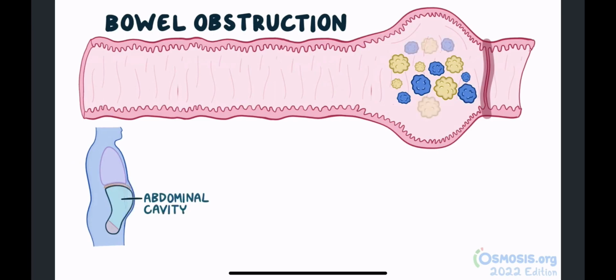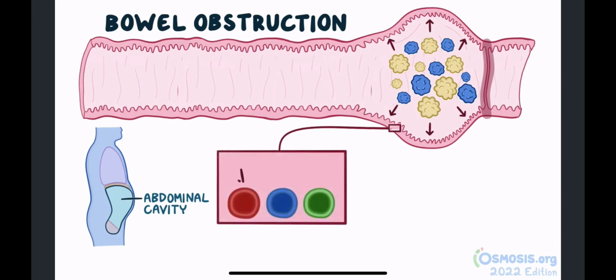Over time, all this gas and stool causes pressure inside the bowel lumen to increase, so the intestinal contents push toward the intestinal wall, compressing the mucosal blood and lymphatic vessels. Since the walls of veins and lymphatics are weaker and easier to compress compared to arteries, venous and lymphatic drainage are the first ones to get blocked.